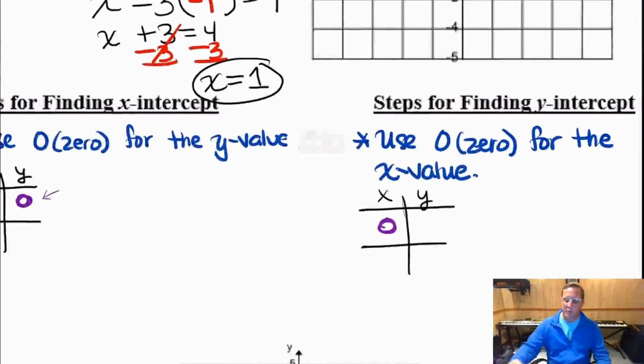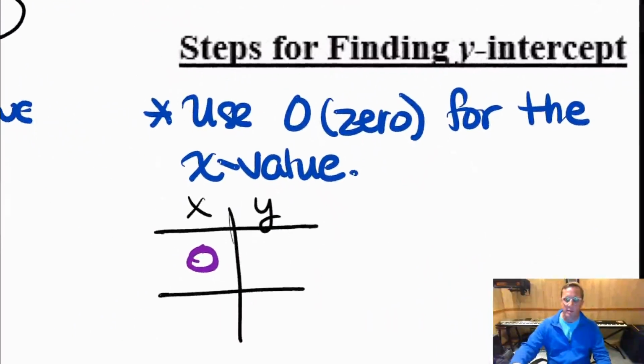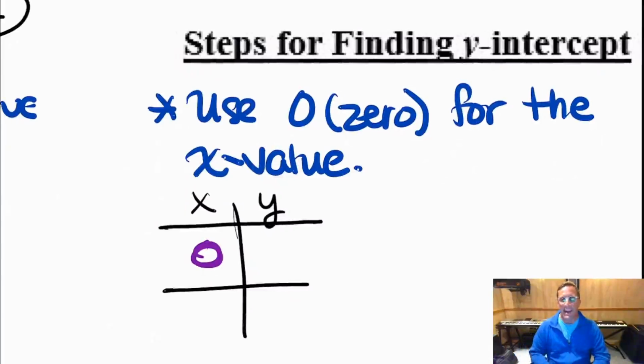All right, when it comes to the y-intercept, we're going to use 0 for the x value as the independent variable, and then we're going to see what that turns the y into. That will be your y-intercept, meaning that's where it's going to intersect the y-axis.